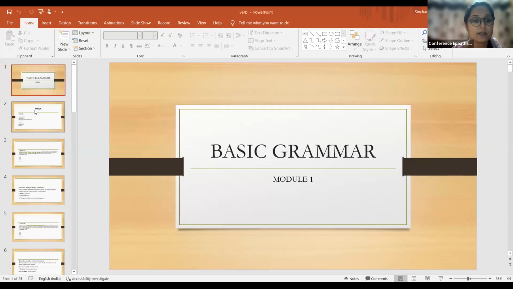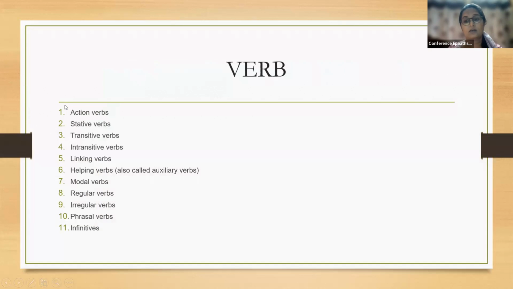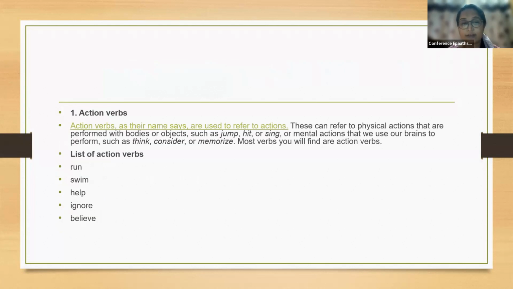Now let's start verb. So what is verb? Verb is an action word. Now there are different kinds of verbs: action verbs, static verbs, transitive verbs, intransitive verbs, linking verbs, helping verbs, modal verbs, regular verbs, irregular verbs, phrasal verbs, and infinitives. Okay, so let's start with the first one.